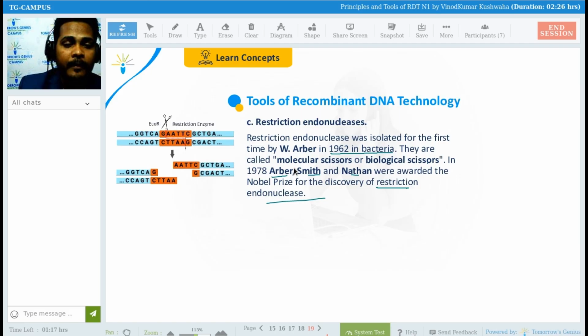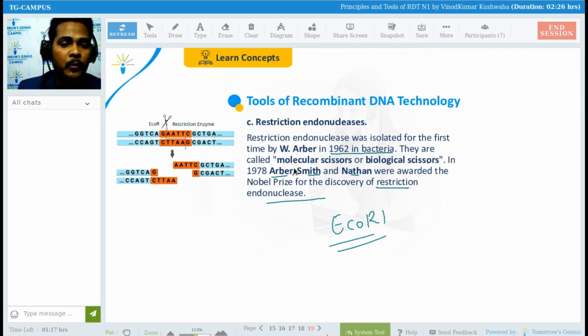Now another one: they recognize the base sequence at a palindrome site in the DNA duplex and cut its strand. Basically, they act at the palindrome site of the DNA duplex. And you know very well what a palindromic sequence is, because you have already studied it, right? So it is similar to Escherichia coli R1.